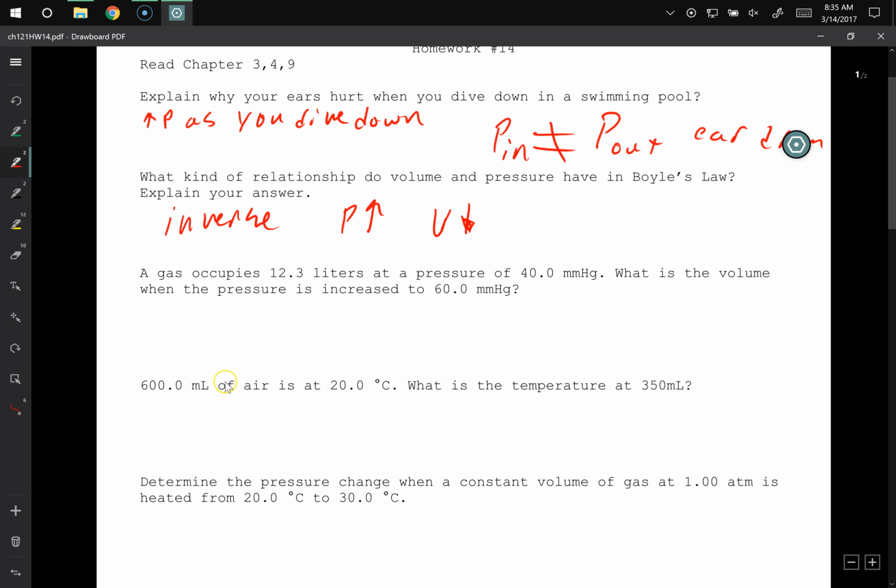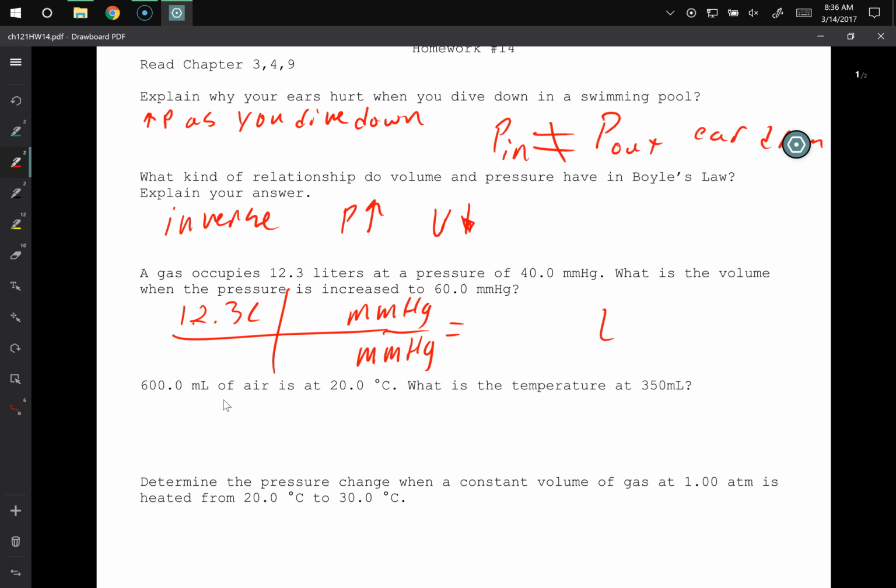A gas occupies 12.3 liters at a pressure of 40 millimeters of mercury. What's the volume at a pressure of 60 millimeters of mercury? Okay, so you can either use the equation for this, or I wouldn't use the equation at all. What I know is I've got a volume, and then I have a new volume. So what am I looking for? What does my answer need to be in? It needs to be in liters because I'm looking for a volume. So I'm going to start with 12.3 liters. And then I'm going to have a pressure over a pressure because they need to cancel out. And then I'm going to be left with liters.